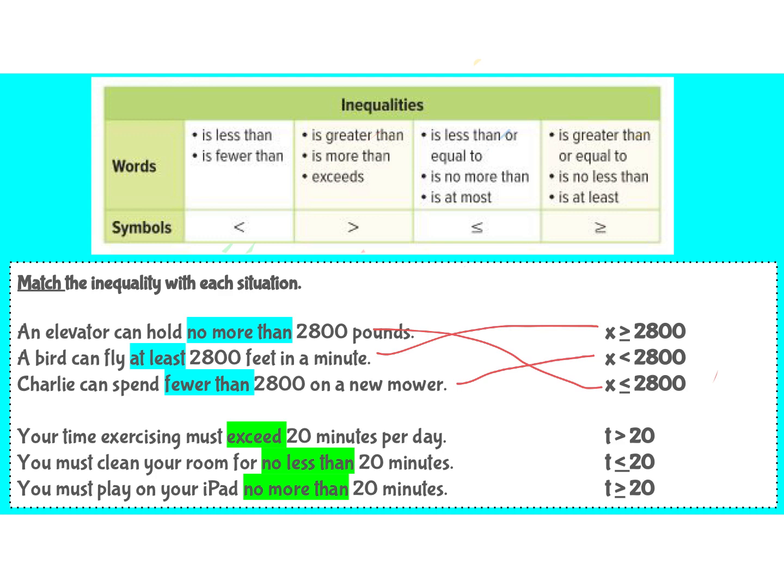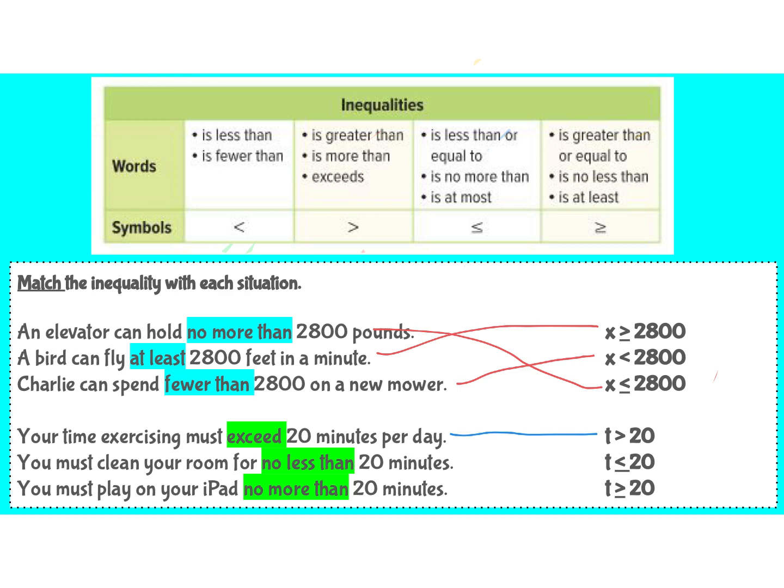Okay, so if you haven't paused and tried the green ones at the bottom, go ahead and do so, and then we'll check them together. Okay. So this first one, your time exercising must exceed 20 minutes per day. That means it must be greater than 20 minutes per day. It can't be equal to, it's got to be greater than.